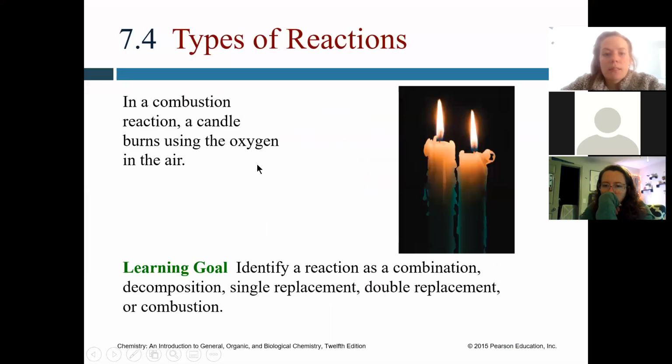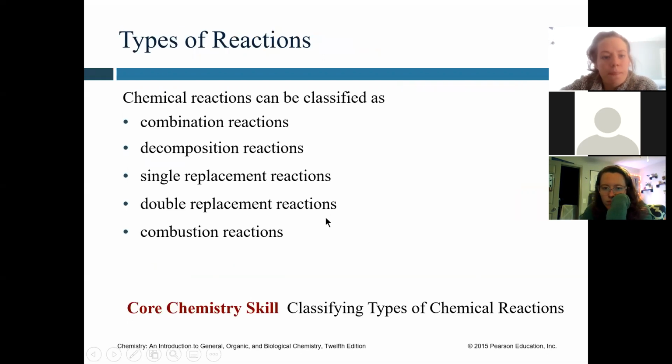Okay, so let's start going into the different types of chemical reactions. A lot of times chemical reactions will fall into predictable, definite descriptions. Here we've got candles burning, and that's a combustion reaction. The different types of chemical reactions we're going to go over are combination reactions, decomposition reactions, single replacement reactions, sometimes called single displacement reactions. It means the same thing. Double replacement reactions are sometimes called double displacement reactions. And then we have combustion reactions. We'll look at some examples of each of those.